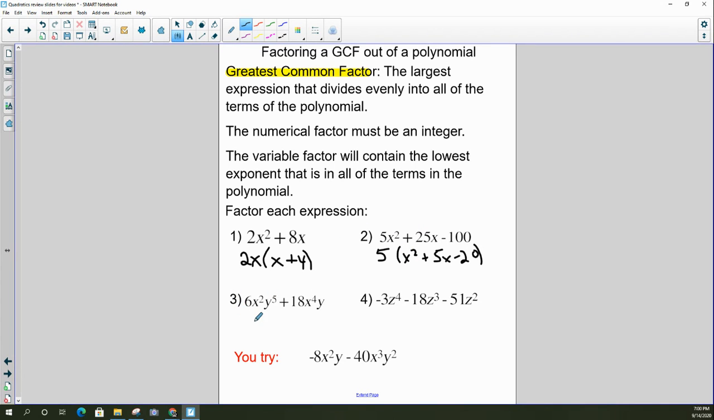All right, number 3, 6x squared times y to the 5th plus 18x to the 4th times y. Numerically, which is 6 and 18, the GCF there will be 6. Both terms have an x. The smallest exponent is 2, so x squared is part of the GCF. And then both terms have a y, so the smallest exponent is 1, so just a y comes out. Now I divide everything. Obviously 6 divided by 6 is 1. X squared divided by x squared is 1. So I'm just left with y to the 5th divided by y, which is y to the 4th.